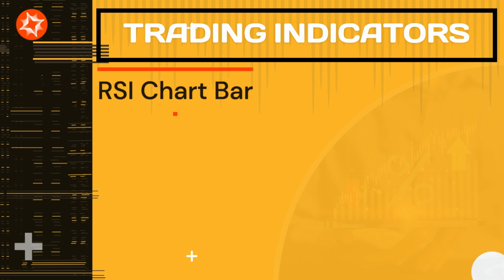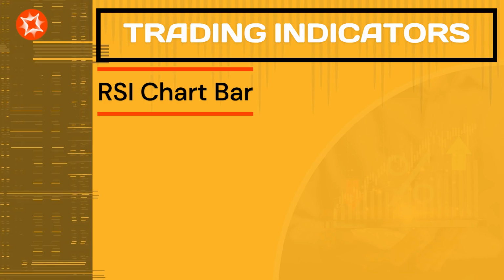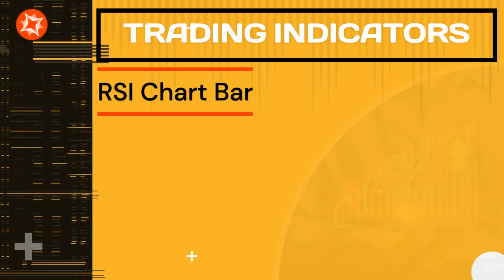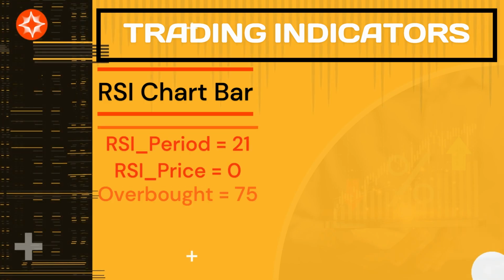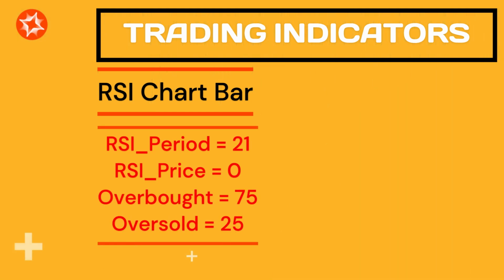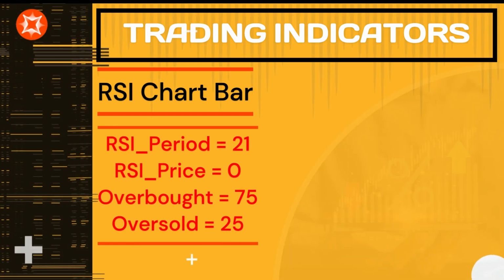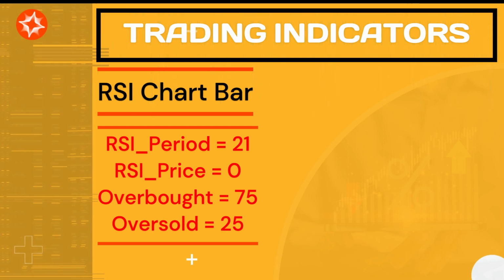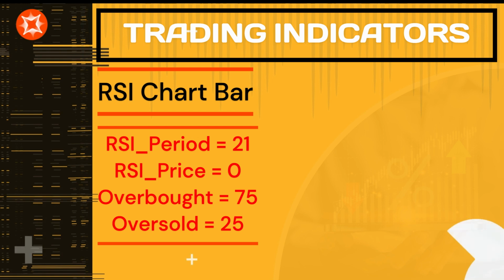The first indicator is the RSI chart bar. You can download this indicator through the link given in the description. The period of RSI is set to 21, and the RSI price is set to 0, which means close price. The overbought level is set to 75, while the oversold level is set to 25.